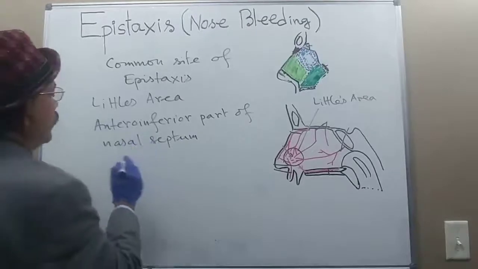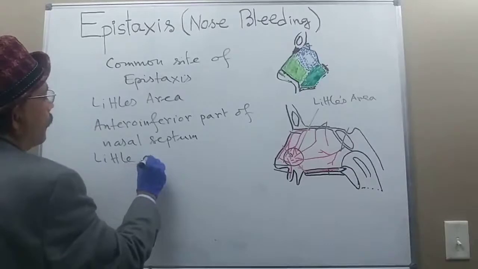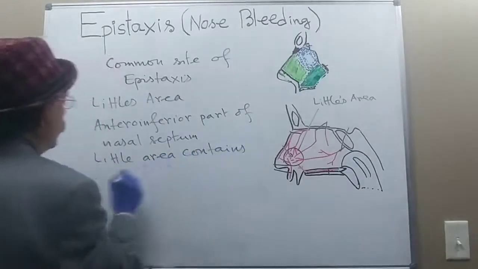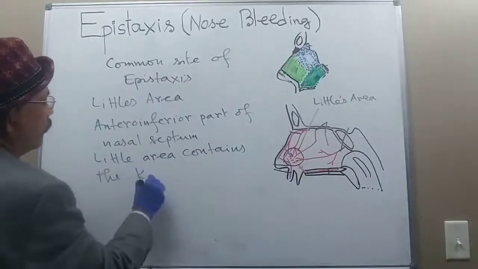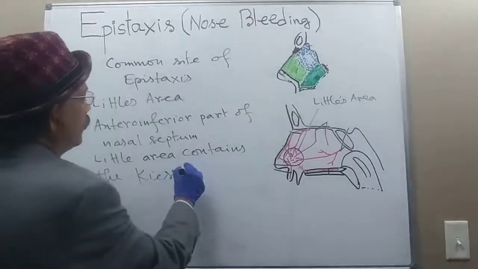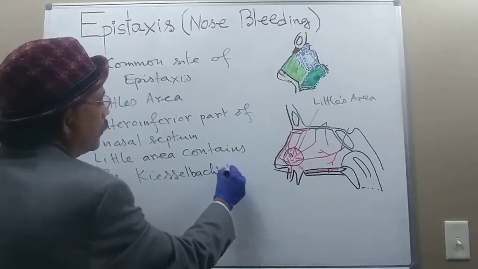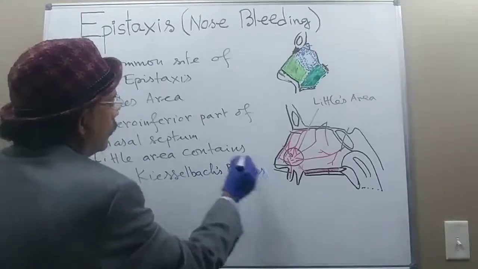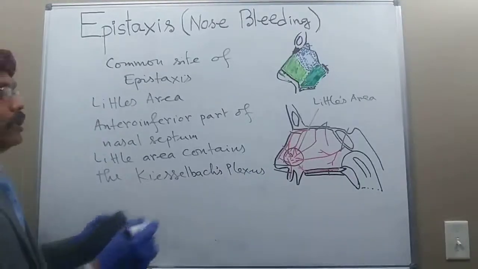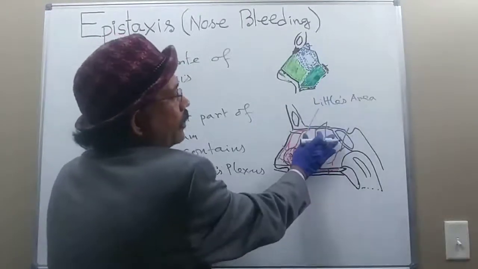And this area, Little's area, contains the Kiesselbach's plexus. In Kiesselbach's plexus, we have multiple arteries coming together in this area. This is Little's area. This is the nasal septum.